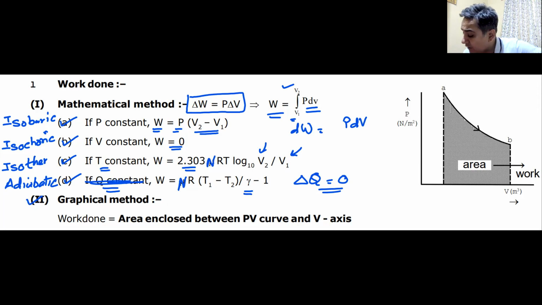You'll also have a graphical method. If you have a graph between P and V, work done is the area. You can see this area, yes or no? Work done is area under this graph. Do you all understand this?